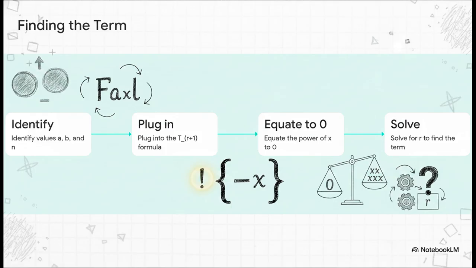Okay, here is your exact step-by-step strategy for one of the most famous exam questions, finding the term independent of x. Step 1, pull out your a, b, and n values. Step 2, plug them straight into that T_{r+1} formula we just talked about. Now, Step 3 is absolutely crucial. Independent of x strictly means the power of x is 0. So you collect all your x indices and equate that power to 0. Finally, Step 4, just solve for r.